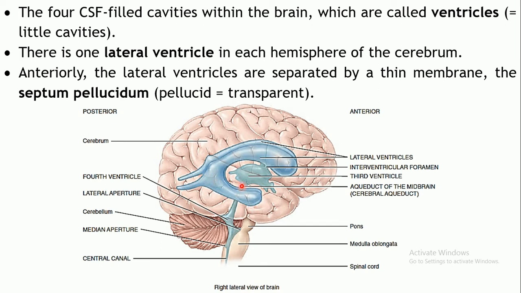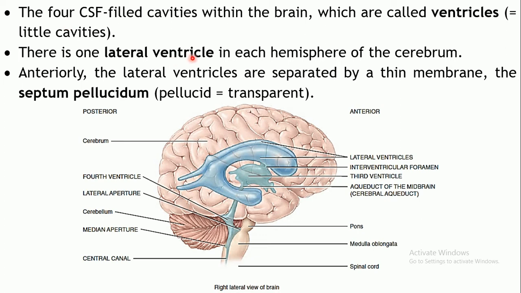Remember the cavities within the secondary vesicles, they develop into ventricles. We had discussed the lateral ventricle, third ventricle, fourth ventricle. So these are the ones. There are certain CSF filled cavities within the brain and these are called ventricles. Ventricles means little cavities. So there are 4 in number.